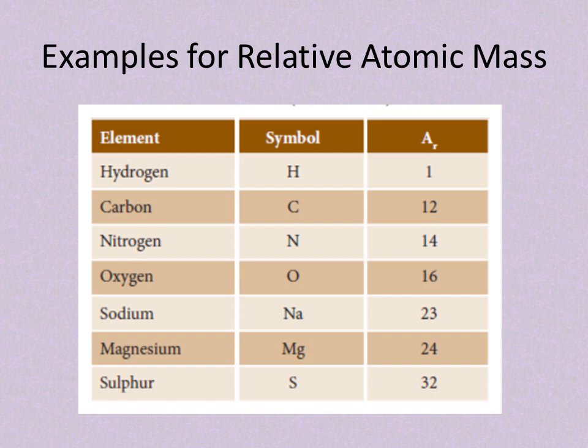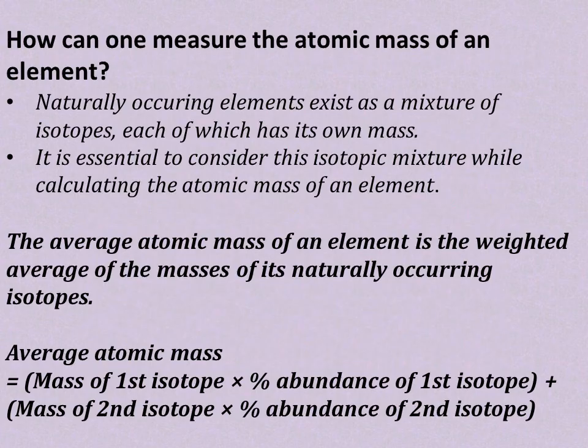Average atomic mass. It is a little complicated to calculate the atomic mass of an element because naturally occurring elements exist as a mixture of isotopes, each of which has its own mass. Therefore, when calculating mass, we even have to consider isotopic mixture. The average atomic mass of an element is the weighted average of the masses of its naturally occurring isotopes. We will see the calculations separately.